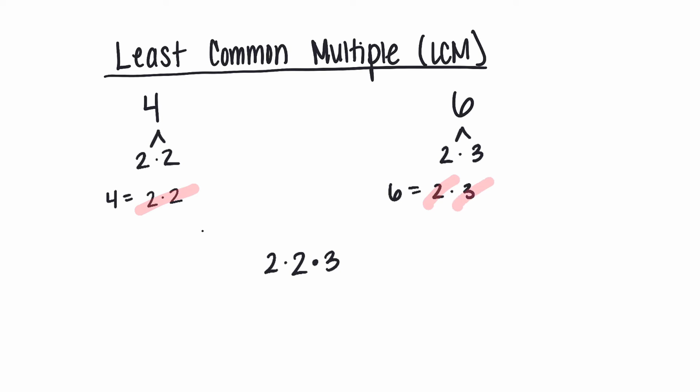Then we can cross it off. So now all numbers have been combined and not repeated. So we can see here 2 times 2, that's 4, and 4 times 3 is 12. So the least common multiple between 4 and 6 is 12.